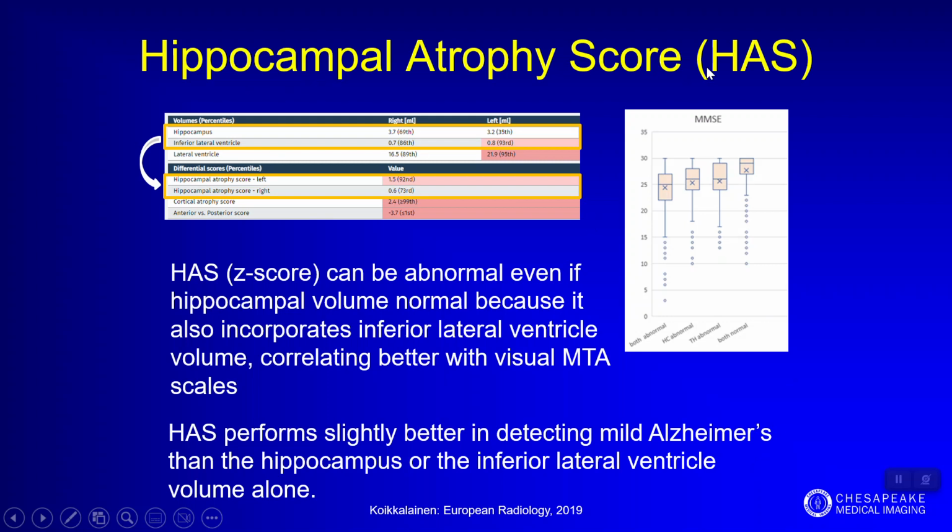The hippocampal atrophy score actually combines information from both the temporal horn size and the size of the hippocampus. And if both are abnormal, you see that correlates better with MMSE than either hippocampal volume alone or the temporal horn volume alone. And obviously if you have neither of those being abnormal, that correlates with a better MMSE. So there is information in the hippocampal atrophy score from the temporal horn size and the hippocampal volume, making it a better correlate with cognitive function. This hippocampal atrophy score performs slightly better in detecting mild Alzheimer's disease than either the hippocampal or the inferior lateral ventricular volume alone.